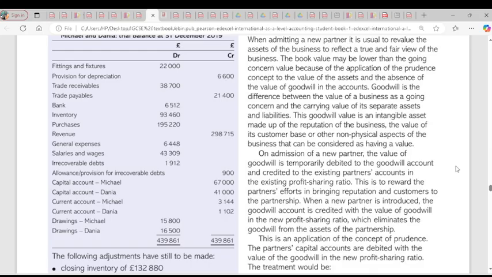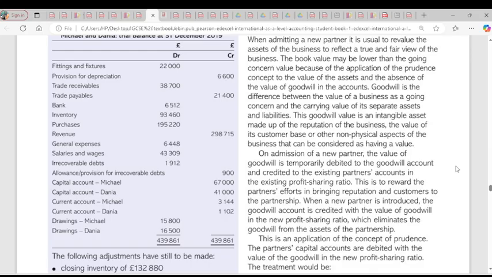So here, the current asset is inventory, which is closing inventory 132,880. Then we have our trade receivables value, which is 38,700. You deduct allowance for irrecoverable debt of 900. So trade receivables will be 38,700 minus 900, which gives us 37,800. Then cash at bank, 6,512. Then you add them together, which gives you 177,192. So 177,192 plus 15,400 gives us total assets of 192,592.